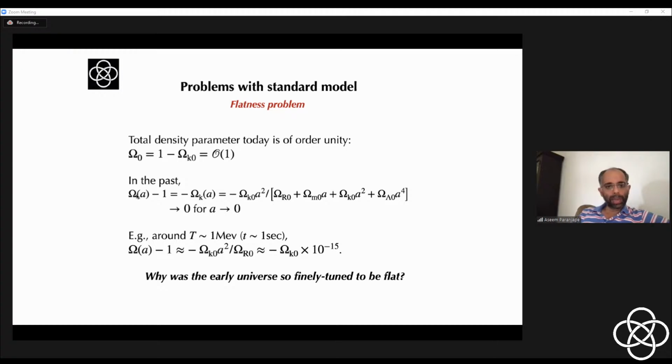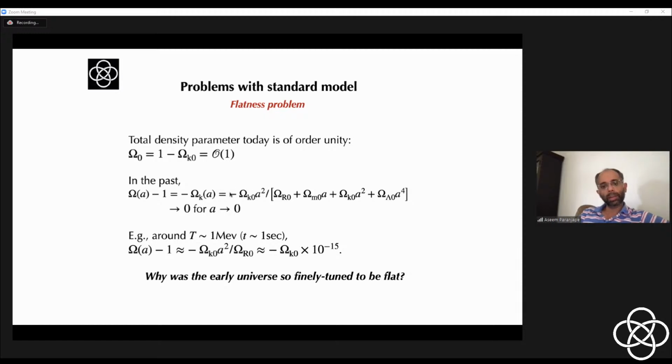So if I call that omega of a and I subtract 1 from it, I will get the negative of the curvature parameter evaluated at that early time. And this curvature parameter at early time, you can just go back to Friedmann's equation and ask yourself, what should this look like? And it will turn out that it looks like a ratio of this type. There is an omega k0, which is the current value. And then there is a time dependence, which is given by this ratio. Okay, so if you are careful about this, you will see that there will be an a squared on top. And in the denominator, there will be these particular quantities.